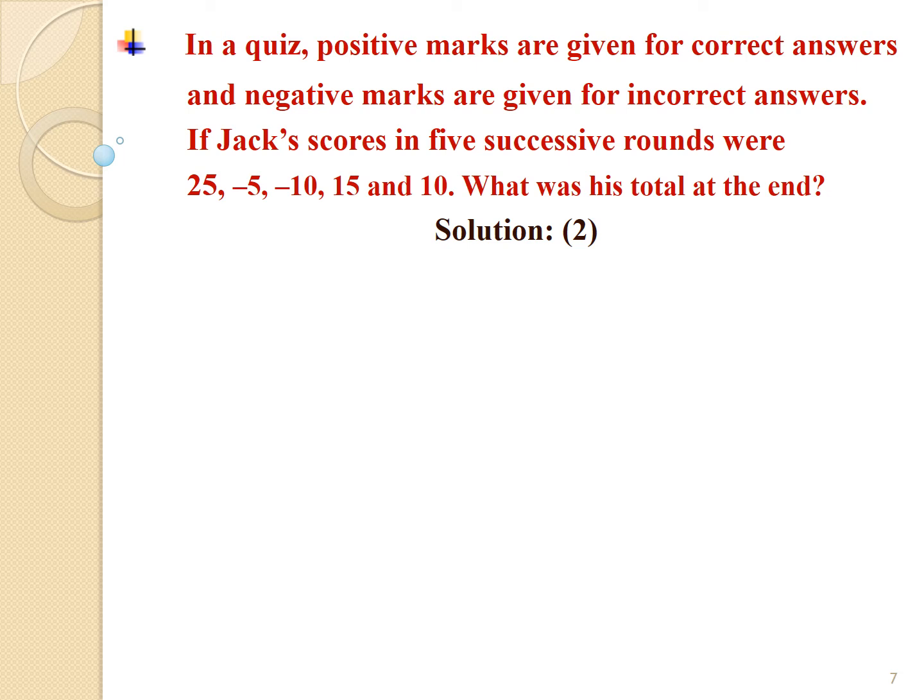Students, so in order to find out Jack's score at the end of 5 successive rounds, first of all, we will find the sum of all the positive integers. That is, we will find out the marks given for the correct answers by adding the positive marks.